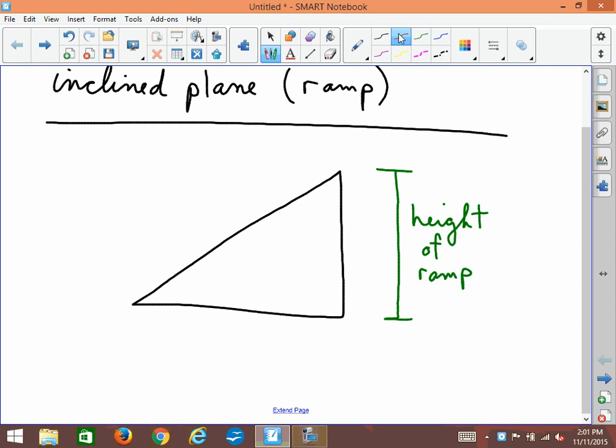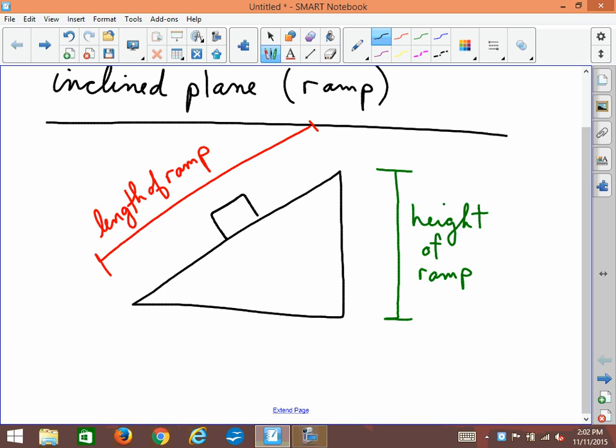The other thing we have to think about is the length of the ramp, which is how far you have to go up the ramp. So we'll call that length of the ramp. Now, because a ramp is actually lifting, the picture might look a little funny when we draw it. Let me show you what I mean. I'm going to draw a picture here of a block that we're going to push up the ramp. And if we push up the ramp, we would have to push here with an applied force.